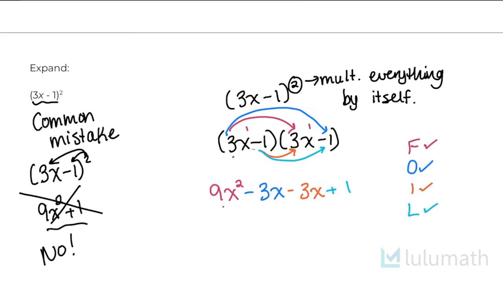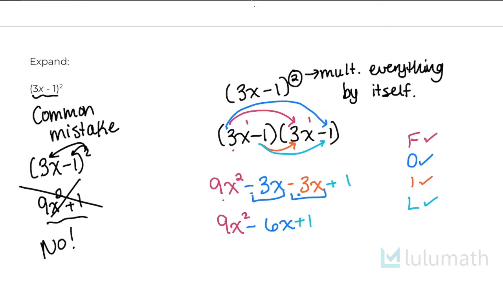Now we have 9x squared, nothing is like it, so I will copy it down, okay? And then we have this negative 3x is like this negative 3x. They don't cancel out because you have a negative and then you're going even more negative. So we actually end up with negative 6x. And then we have this plus 1 right here. And that is going to be my final answer right here.